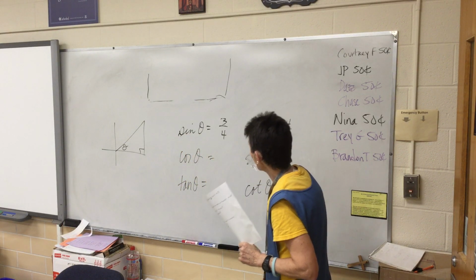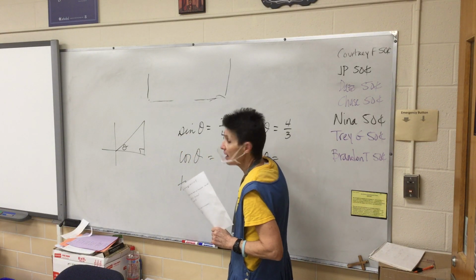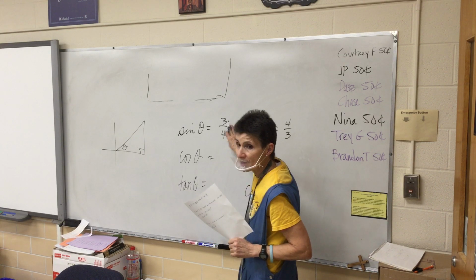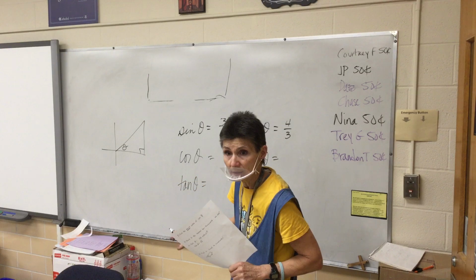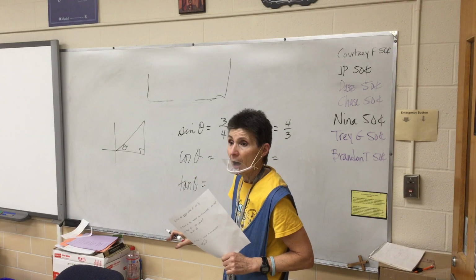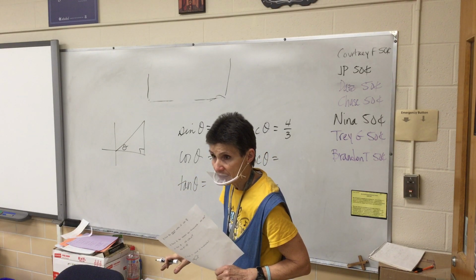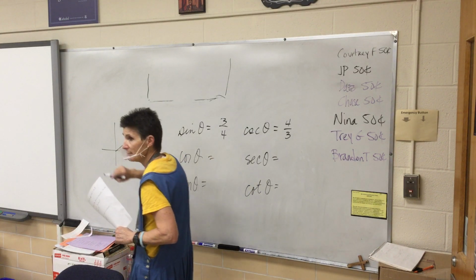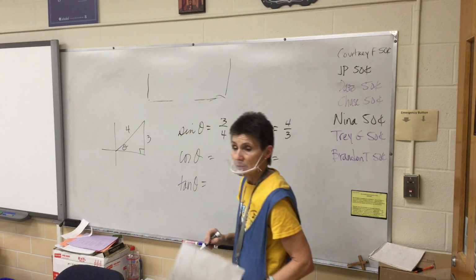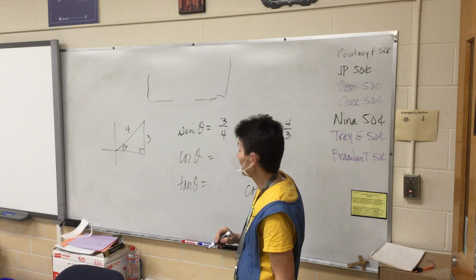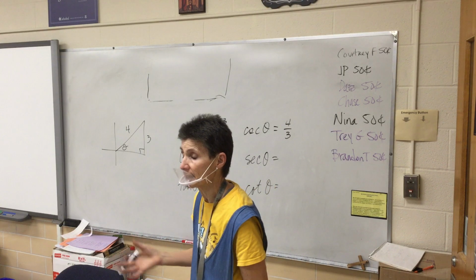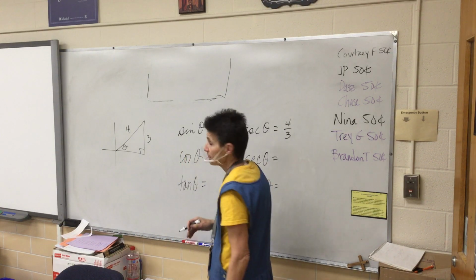And I know that the sine is 3/4. So think SOHCAHTOA. Opposite is 3 and hypotenuse is 4. Is that good with everybody? So now, Ari, is when I need to do the Pythagorean Theorem, because now I have two sides labeled and I need the third side.